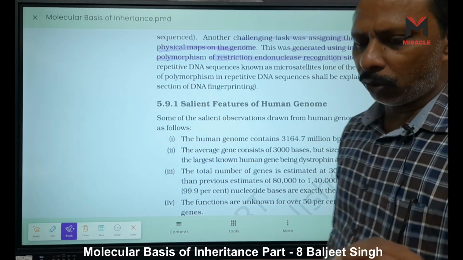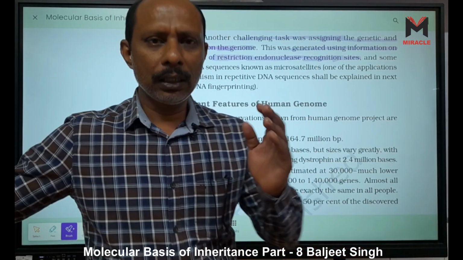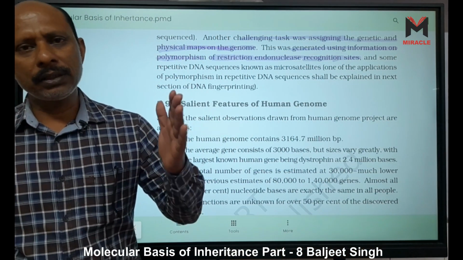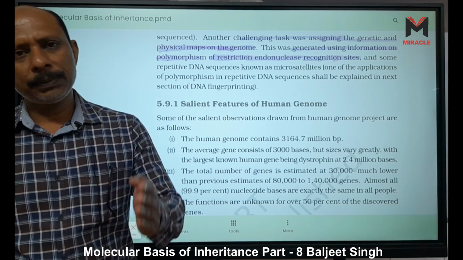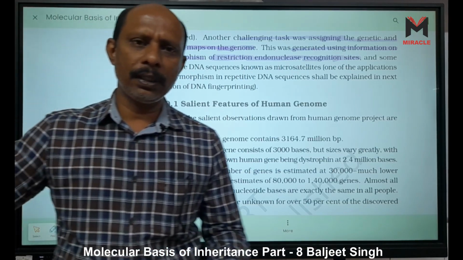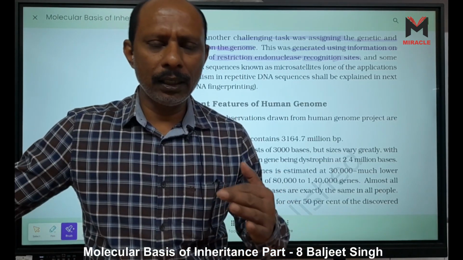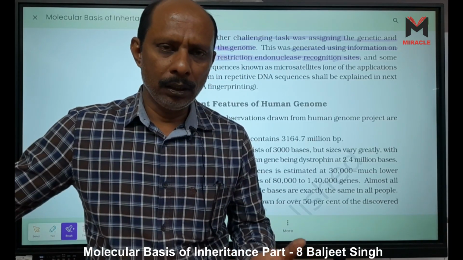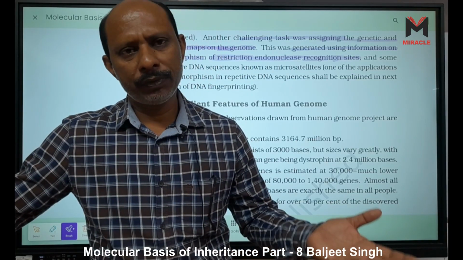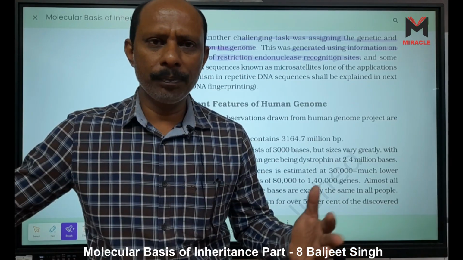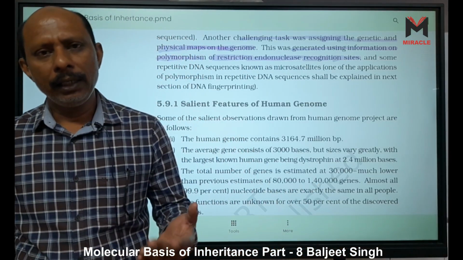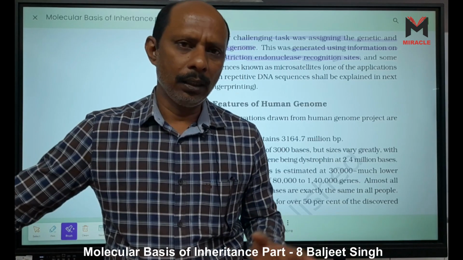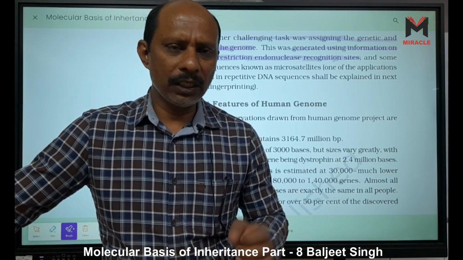A specific restriction endonuclease cuts the DNA at a specific sequence, right? We can say a specific region. It is called a specific region because it has a specific sequence. Either it is made up of a 4 base pair sequence or it is made up of a 6 base pair sequence. For E. coli, it cuts the DNA where a 6 base palindromic sequence is there.